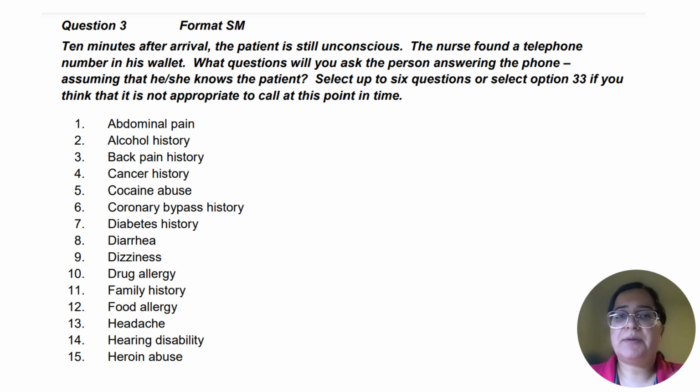So after that, the patient is still unconscious. Then you are going through that history, and somebody picks up his phone. What things would you want to ask them? So select up to 6, and 33 if you think it is not appropriate to call at that time. If you end up choosing 33, you're gone because that is a zero option. You should not choose that.